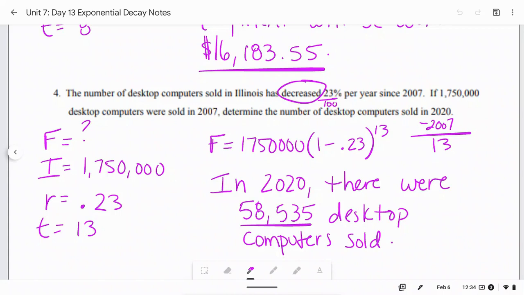It's very similar to exponential growth. You just put a minus sign instead of a plus sign. But make sure you do look for those keywords, especially on the quiz and test, to determine for word problems whether they're exponential growth or decay.